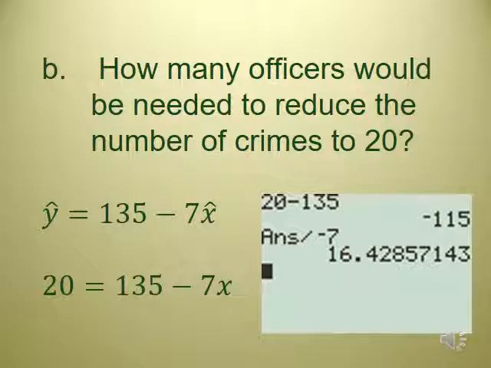Now this is a situation where you would do exactly like you did back when we were doing those sample size problems earlier. You're always going to round the answer up. The answer that I should actually say here is 17. Because if I only had 16 officers, I wouldn't reduce it quite enough to be down to 20. It would be 20 something, but it wouldn't be exactly 20. If I have 17, it's going to be more than enough.